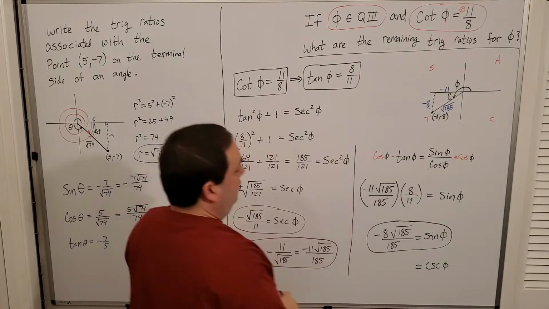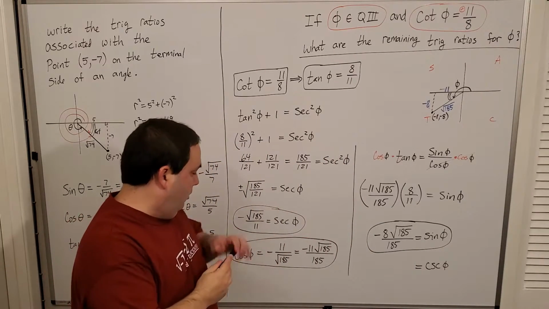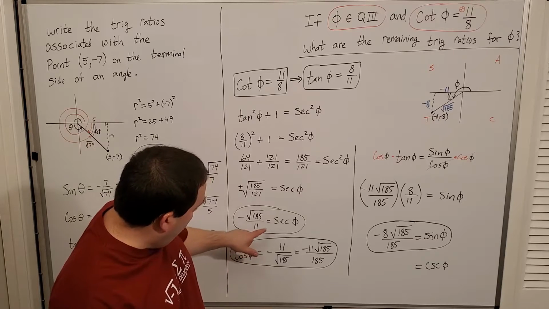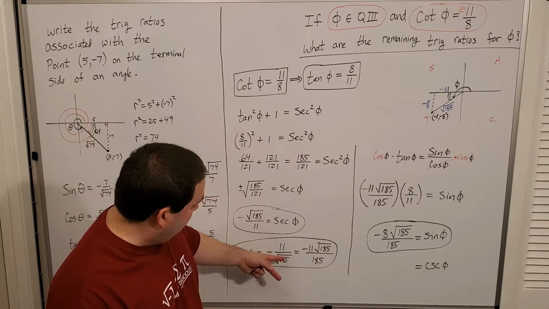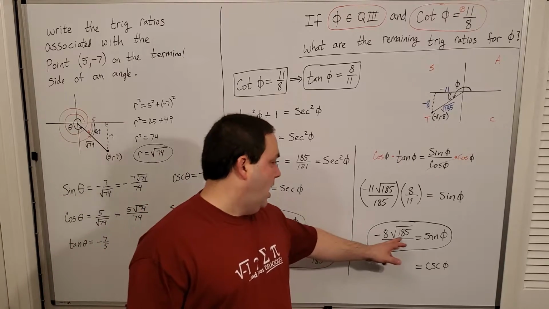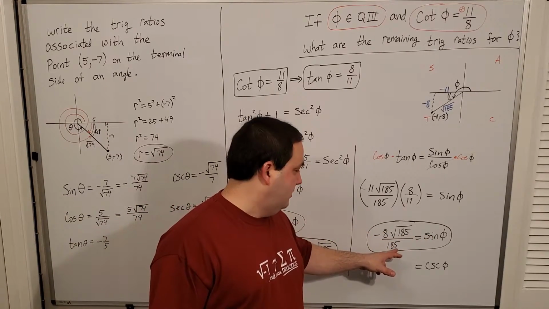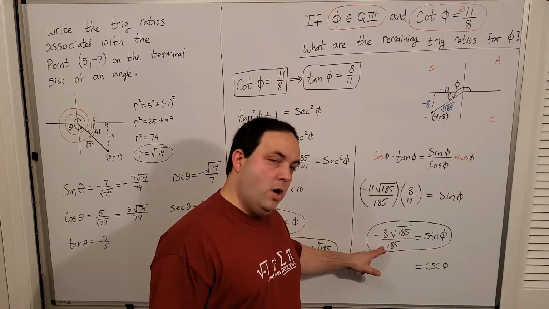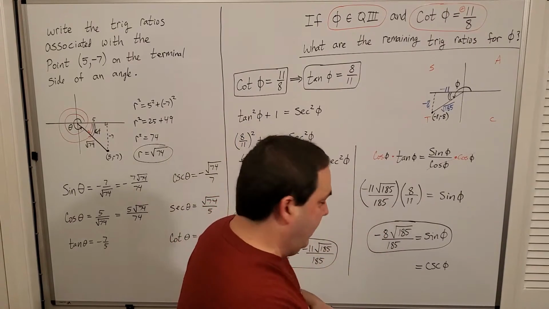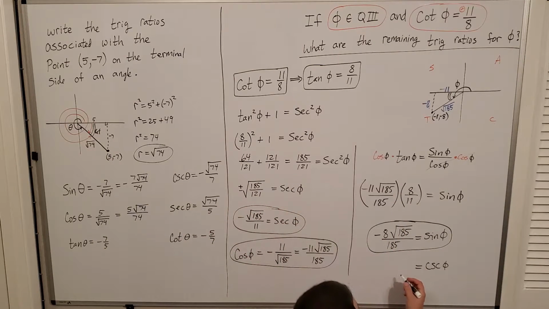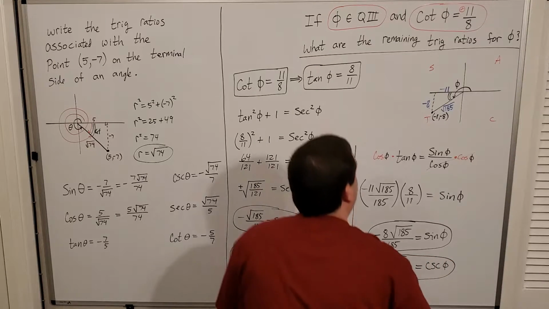Okay? Compare the patterns here real quick. Do you notice how when I went from secant to cosine, I had to rationalize? So imagine this sine phi right here is not rationalized. It would just be a square root of 185 and an 8. And I just need to reciprocate that. I need to flip that. So this is just going to be negative square root of 185 over 8. Okay?